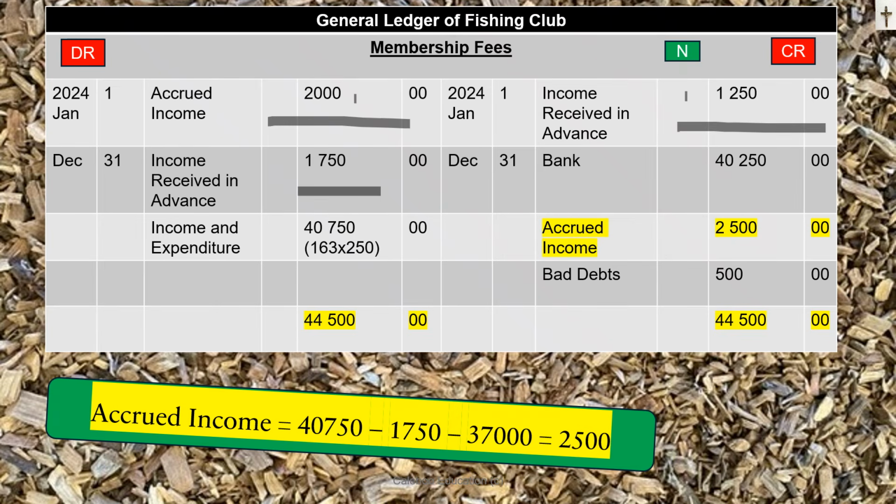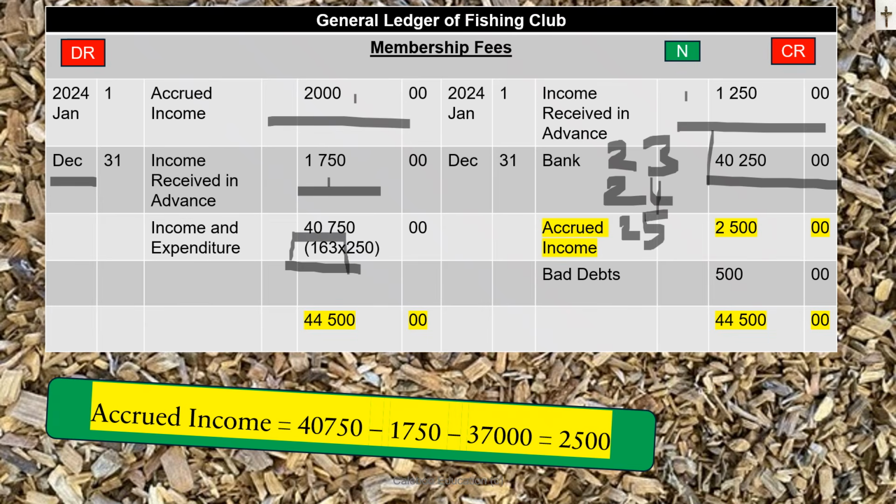Then there's income received in advance. So we're in 2024. We're doing this account at the end of the year. Some members paid us for actually 2025. We need to record it. We haven't actually earned it. That's why we debit membership fees, a decrease in income. Then there's money received for the current year. There's money received from outstanding monies from the previous year, and there's money received in advance, and that makes up 40,250.